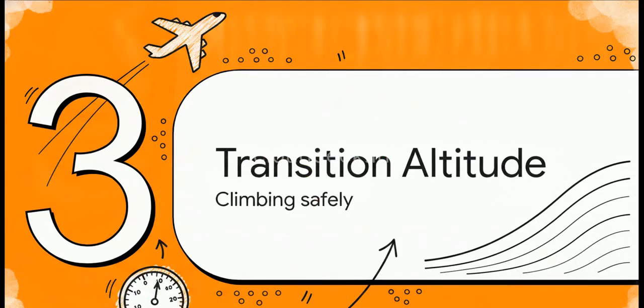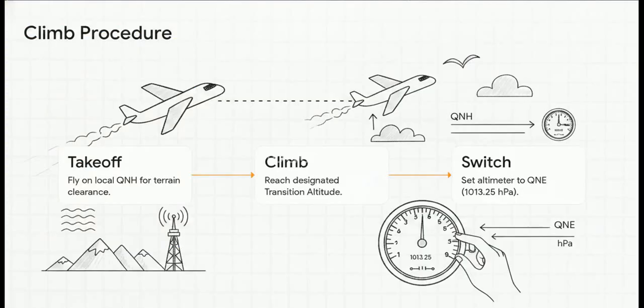Section 3. Transition altitude and level. So let's move into our climb phase and see how this all builds into actual airspace coordination. We know how to set the altimeter on the ground, but what happens when we leave the local area? Well, here is how pilots manage the climb. Step 1. You take off using the local QNH to make absolutely sure you avoid any nearby hills, antennas, or towers. Step 2. You climb until you hit a specific height designated for that airspace, known as the transition altitude.